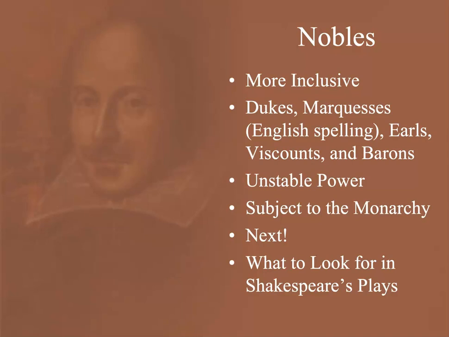The following titles are maintained by nobles: dukes, marquesses, the English spelling, earls, viscounts, and barons. Those carrying these titles ruled areas of the country in the form of fiefdoms. The power of nobility ebbed and flowed according to the strength or weakness of the ruling monarch, and nobles were beholden to the monarchy, for the queen or king retained the power to remove nobles' lands and titles for lack of loyalty or obedience to the crown.